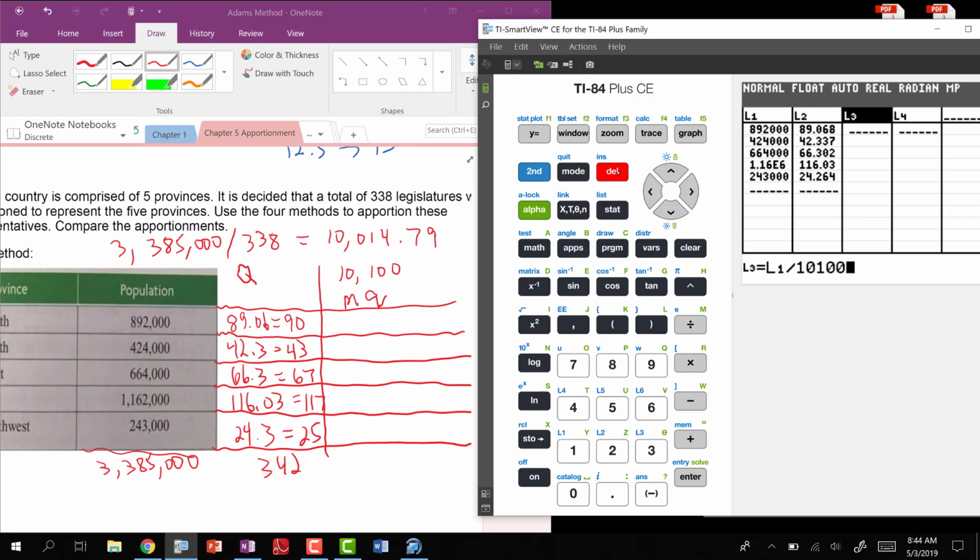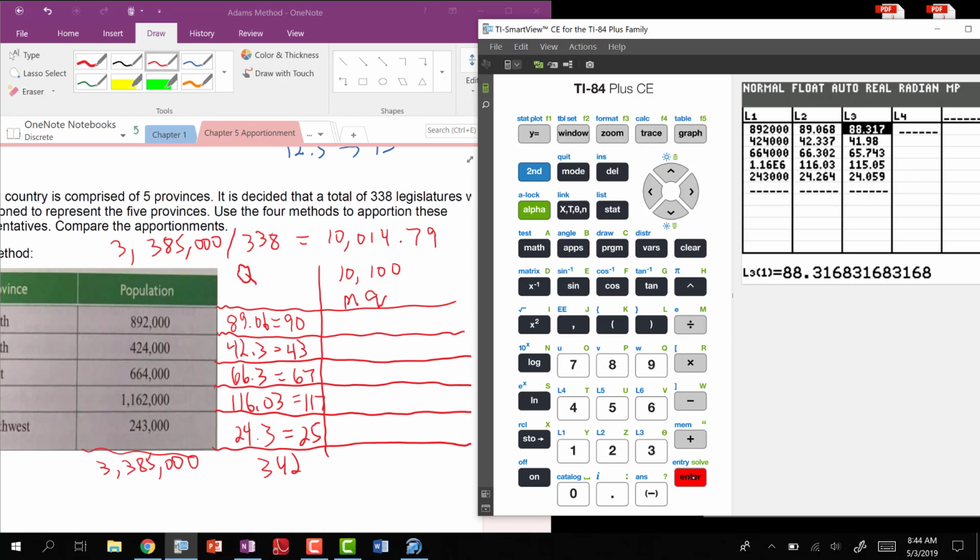Second L1 divided by 10,100. Whoa. Slow down there, Sparky. Okay, and then press enter. Oh, come on, baby. Let's go. 88.3, 41 point. What's 41.8 become? 41.98. What does that become, everybody? 42. What's 88.3 become? 89. So I lost 2.